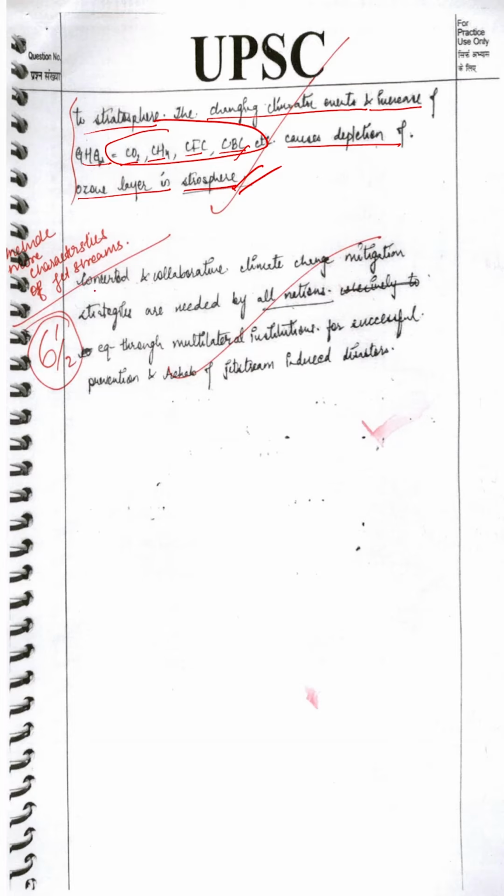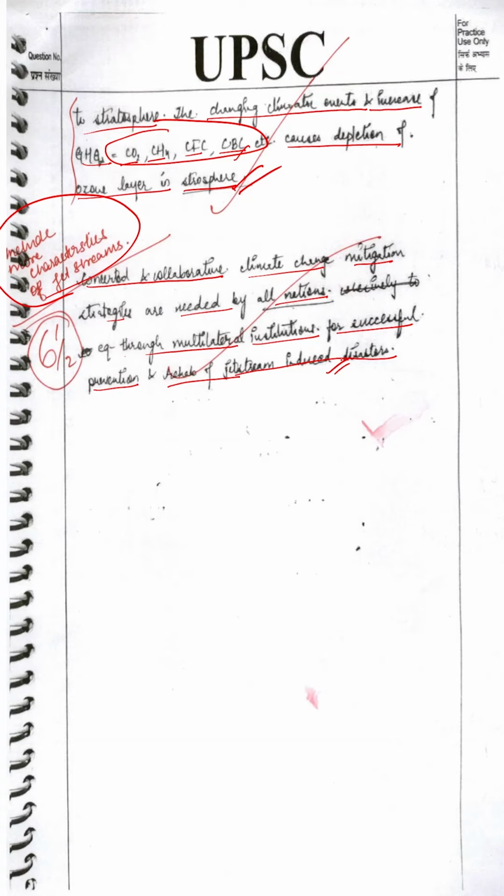Now, concerted and collaborative climate change mitigation strategies are needed by all nations currently, for example through multilateral institutions, for successful prevention and for tackling the jet stream induced disasters. So here we can see that the characteristics of jet streams can also be included here, and a good conclusion has been provided here.